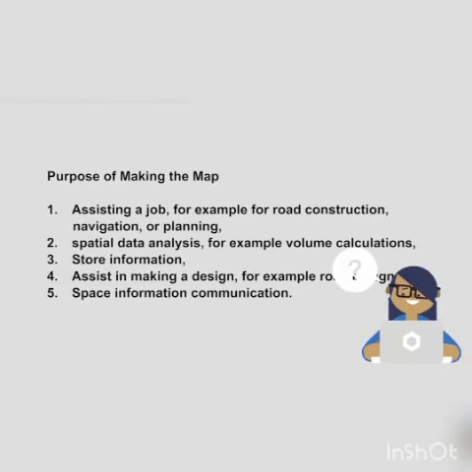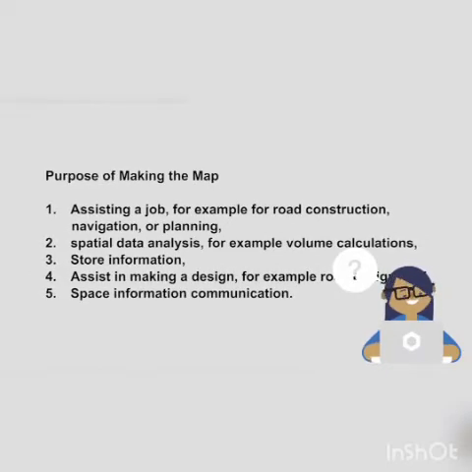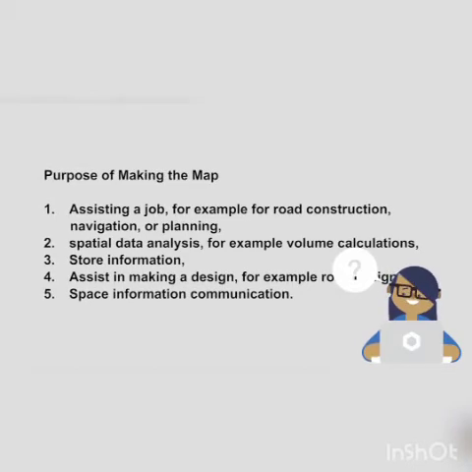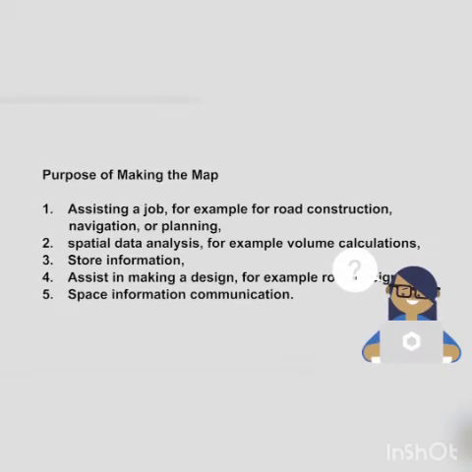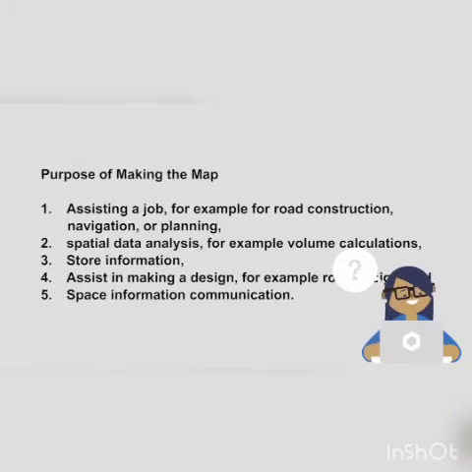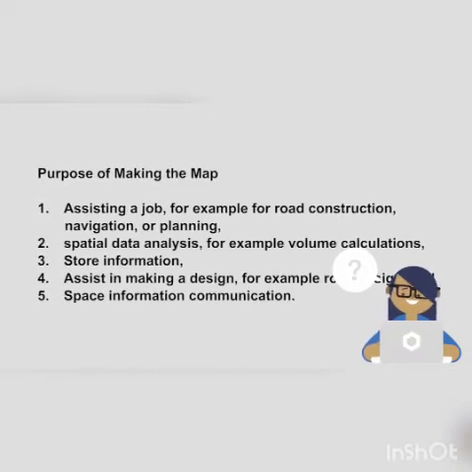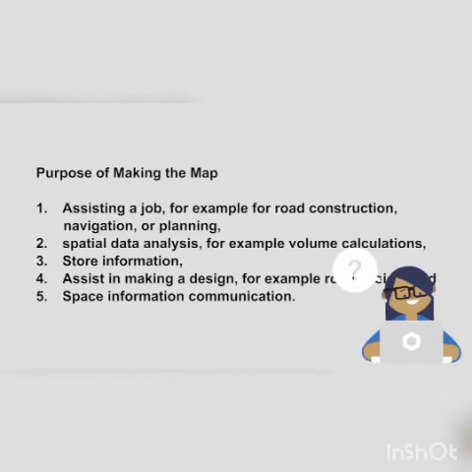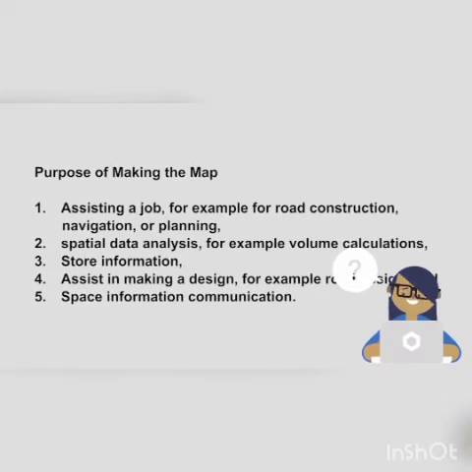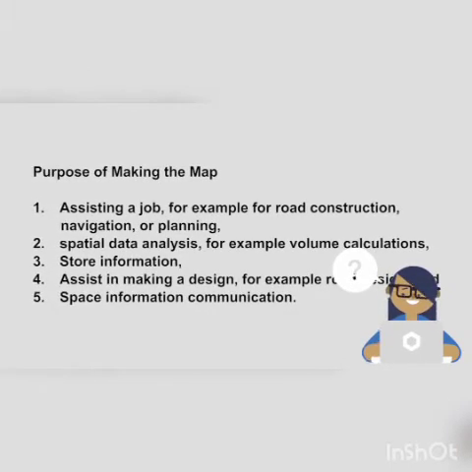Purpose of making the map. 1. Assisting a job, for example, for road construction, navigation, or planning. 2. Spatial data analysis, for example, volume calculation. 3. Store information. 4. Assist in making a design, for example. And 5. Space information communication. Wow, they have a lot of purposes, right?